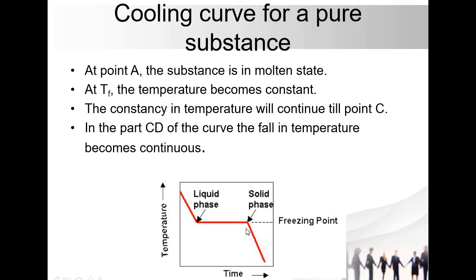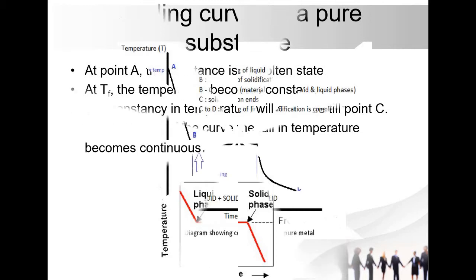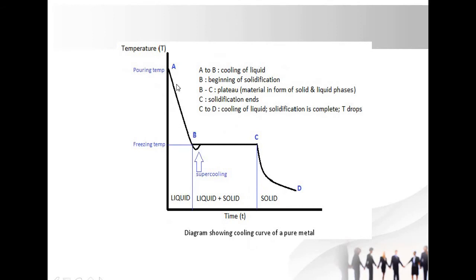Then the fall in temperature will again continue from this point. Assume this is point C and this one is D. It will continue rapidly. The fall in temperature will again continue as indicated by this part CD of the curve, which indicates that the hot solid that has been formed cools down slowly till its temperature becomes equal to room temperature. Hope you understand.